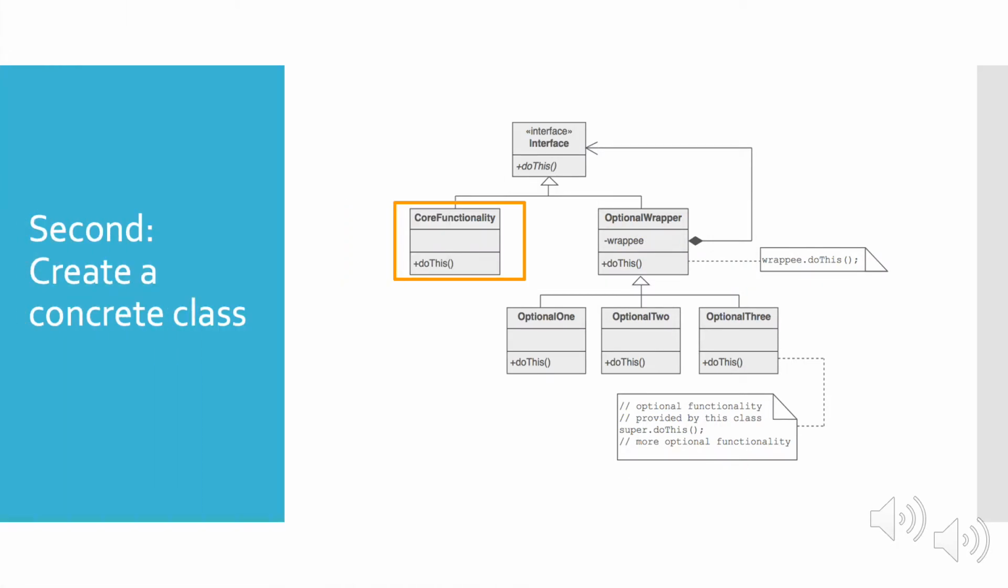Secondly, we will create a concrete class. This will be our most basic form of the book info. Because we require that every book have a title and author's first and last name, this is what we will include within this class.